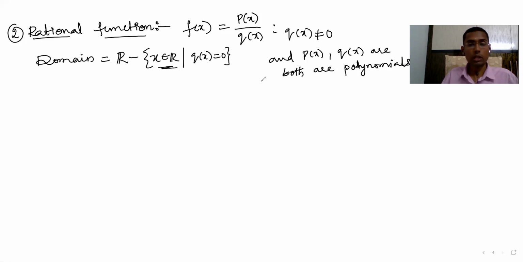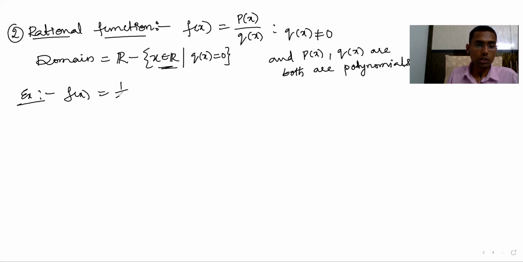Okay, so like this. And range depends on the question now. Range depends on the question. According to the question, we have to find out the range. There are methods to find out the range. So domain is very clear. So rational function, I already gave you an example for rational function.